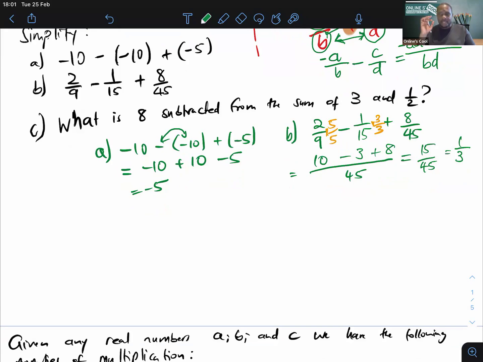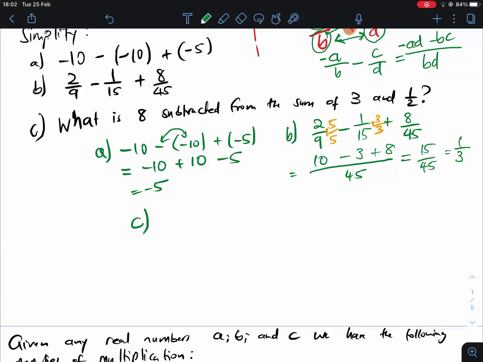So when it comes to mathematics, you also need to be able to read statements and understand what they mean. All right. So, for example, this question C says: what is 8 subtracted from the sum of 3 and 1/2? Thokozile, what should I write? What does the statement mean in a mathematical equation? There is some technical issue. Sorry, please repeat the question. What is 8 subtracted from the sum of 3 and 1/2?